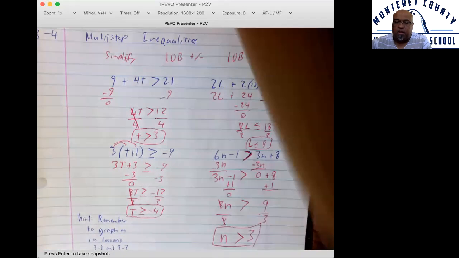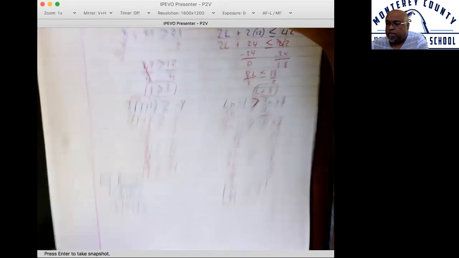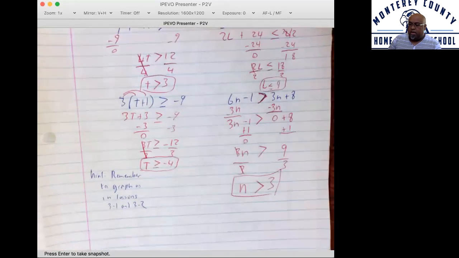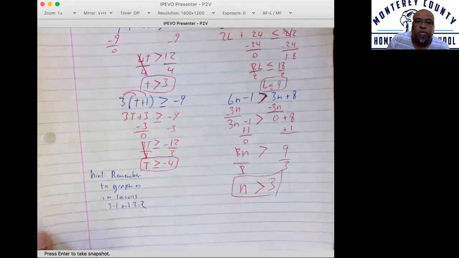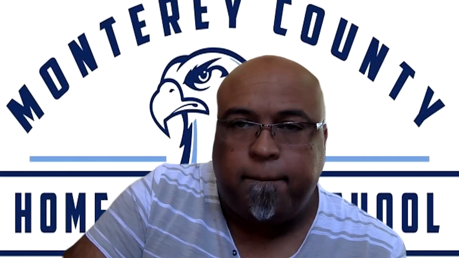So again, this is somewhat review because the steps are pretty much the same. Hint, remember to graph as in lessons 3.1 and 3.2. So you need to graph each of these. I'm not going to graph them now just to save time. Since you already know how to do that, you can always review those lessons if needed.